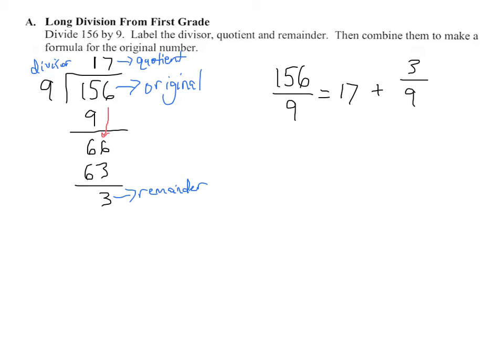Another way of thinking about it is that if I wanted to get back to the original 156, I would have to go 9 times 17 plus the 3. Does that make sense? If you look back at the original, that 9 and 17 is what I did in this process to undo the 156, and I still had a 3 left over. So 9 times 17 plus 3. When we look at our second example, we're going to call this polynomial form.